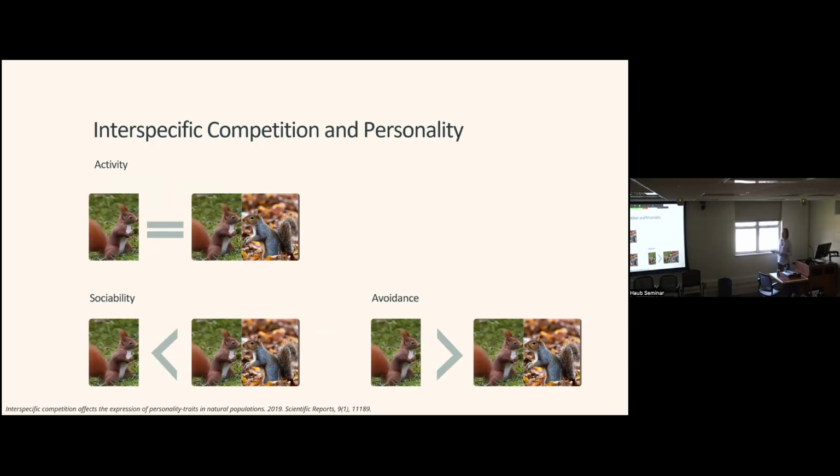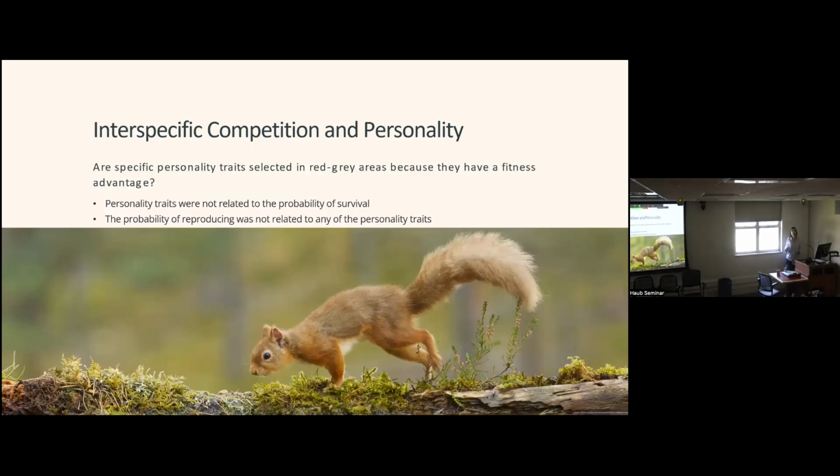And what we found is that the activity level of red squirrels was the same between the red only areas and the red gray areas. But we did find that red squirrels that lived with gray squirrels were more social and would avoid conspecifics less.